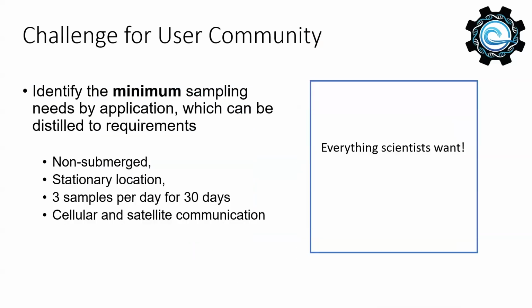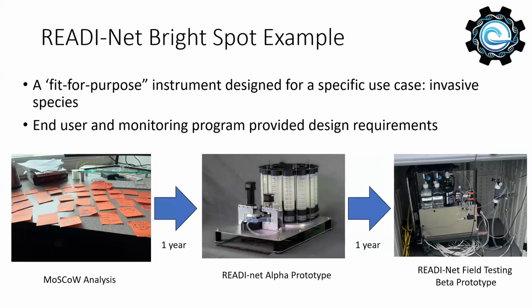So I have a challenge for the user community. Identify the minimum sampling needs by application, which can be distilled to instrument design requirements. So if you want us to build instrumentation for you, you need to figure out what you exactly need, and not a laundry list of things. It needs to be distilled down into manageable 10 wants, basically. And these could be some of those things, like it doesn't have to be submerged. It has a stationary sample location. You want to take 3 samples per day for 30 days. And it needs to have cellular and satellite communications. I think distilling those down into those concrete things is super important.